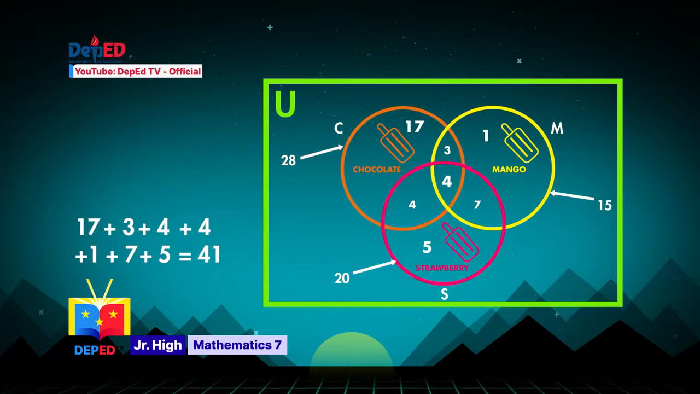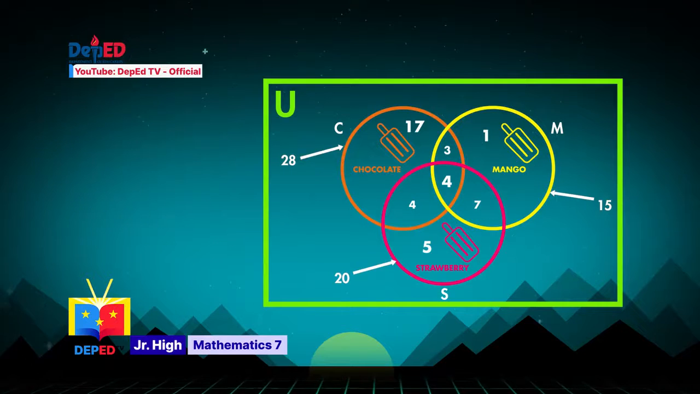Very good! The sum is 41. This implies that the total number of people who like at least one of these flavors, chocolate, mango, and strawberry, is 41. This means also that there are other elements from the set not included within the 3 sets. So, where do we place the difference of n of U and the n of C union M union S? Okay, it will be written as the complement of C union M union S.